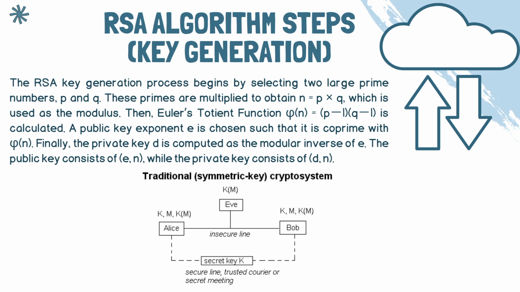So the next slide is the RSA algorithm steps of key generation. In key generation, we first select two large prime numbers and calculate their product. Then we compute a public key and a private key using mathematical formulas. The public key is shared while the private key is kept secret. Here is a diagram showing how the secret key is used.